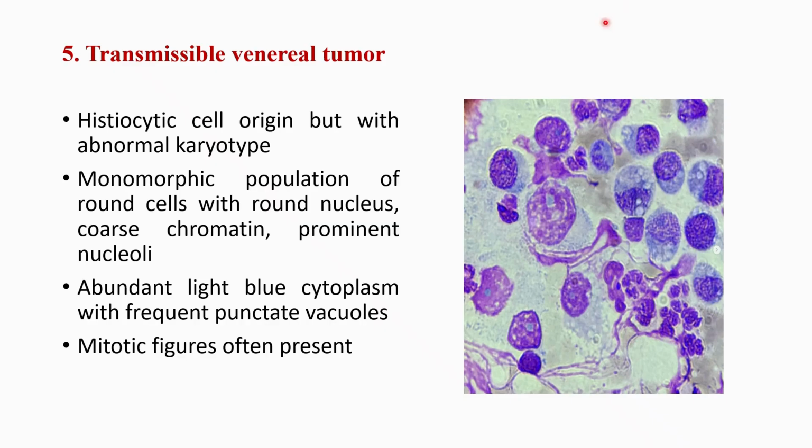The cytoplasm is abundant, with multiple punctate cytoplasmic vacuoles, which are often numerous across the samples. Mitotic figures are also common, highlighting the high proliferative activity of this neoplasm. These features, the round cells with coarse chromatin, prominent nucleoli, cytoplasmic vacuolation and frequent mitoses, are characteristic of TVT and help distinguish it from other round cell tumors.